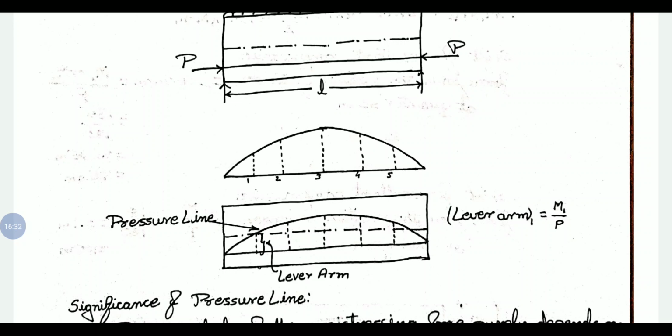So the lever arm at any point is the ratio of the bending moment due to dead load and live load at that section to the pre-stressing force. M1 is the bending moment at section 1, and it is divided by the pre-stressing force.